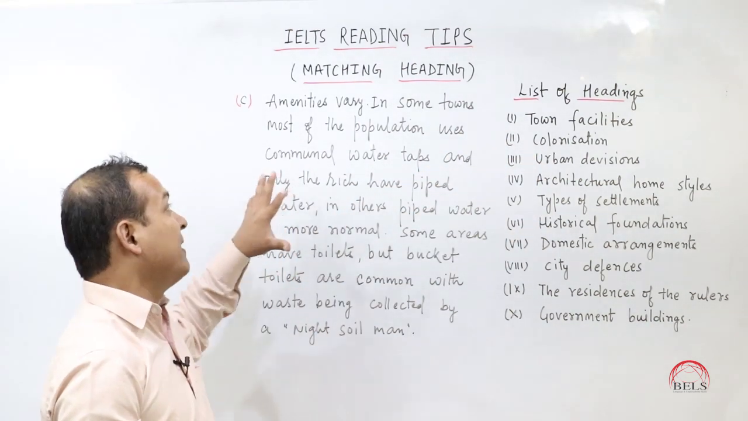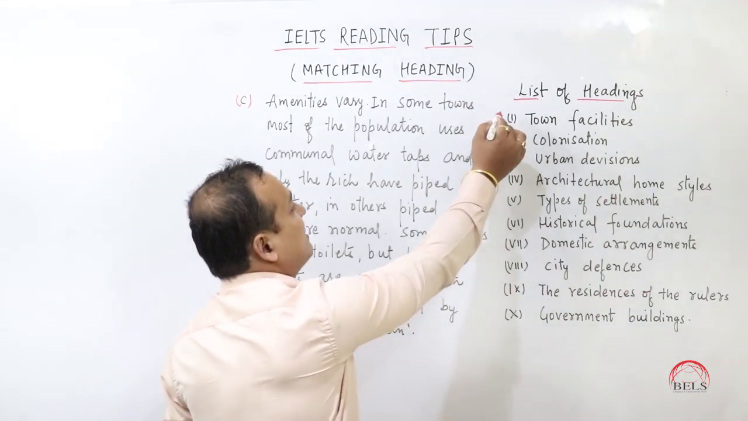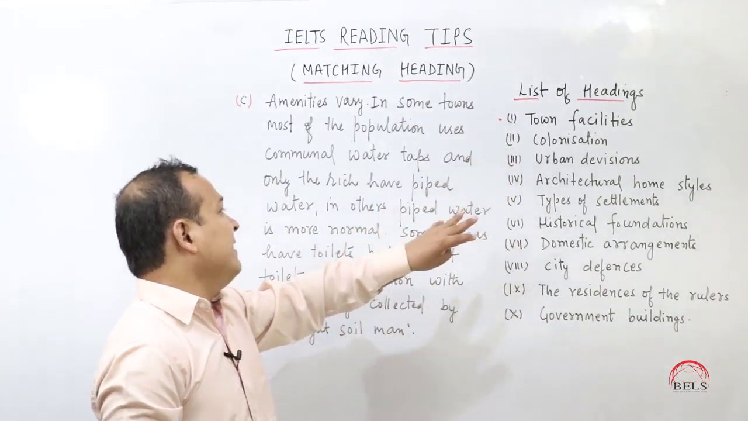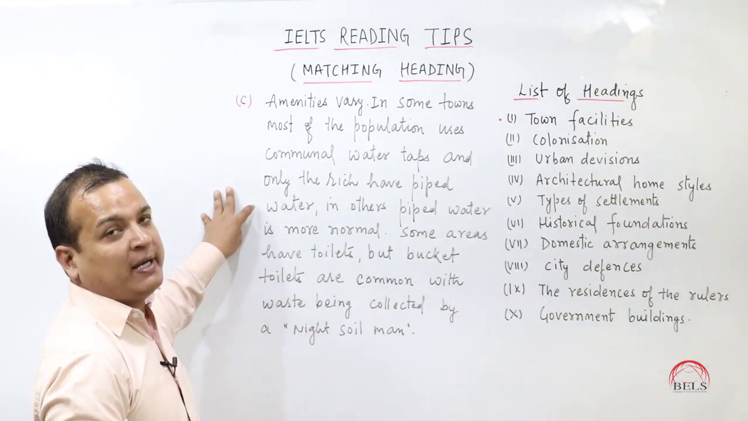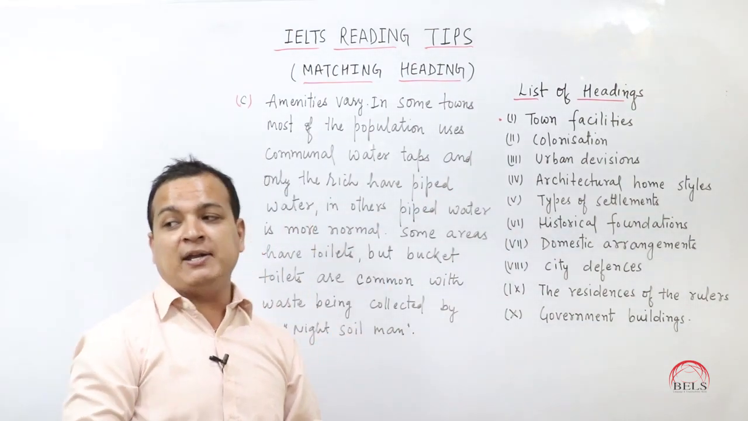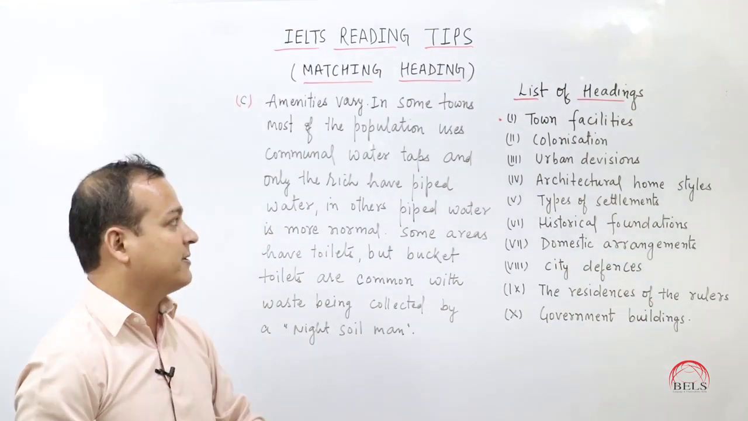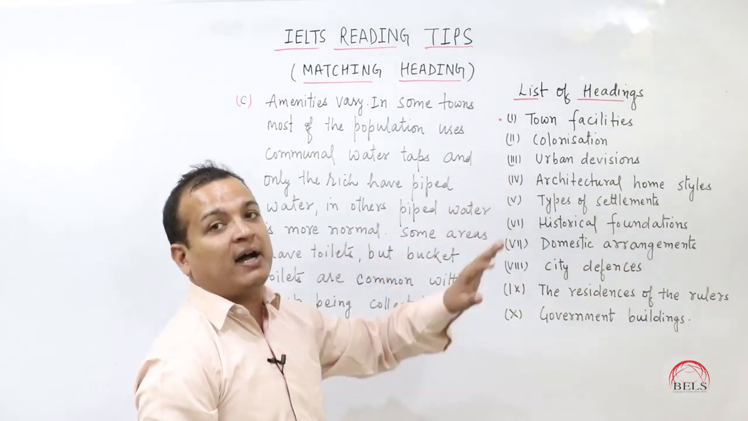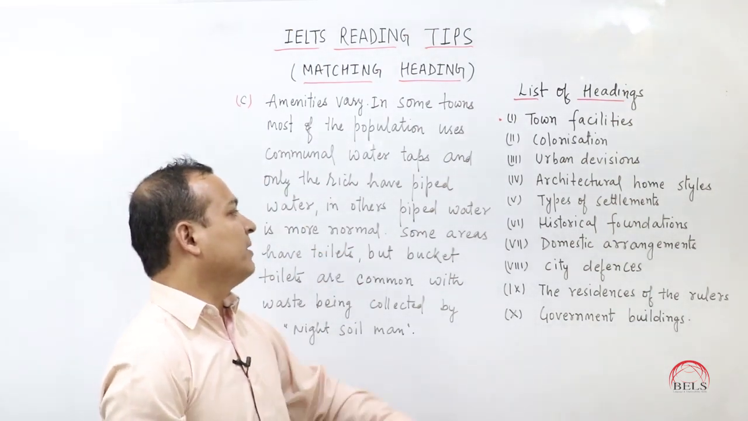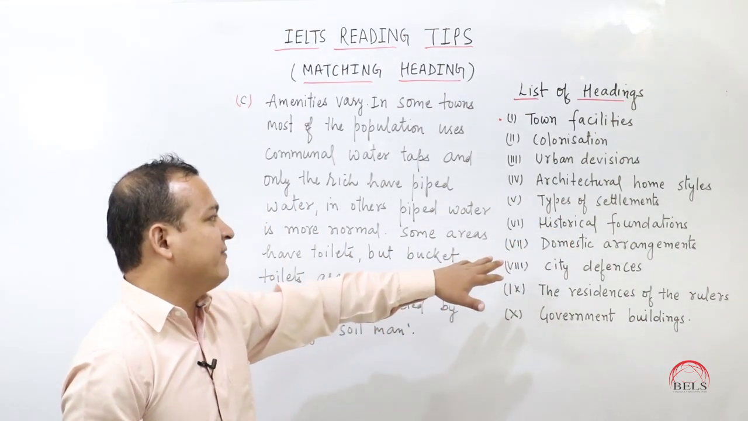If you see, yes, this is matching to some extent. So you go through it, just put a mark on this one, because it's talking about the town and facilities of that. Second is colonization. There is nothing mentioned about colonization in this paragraph. The third one is urban divisions. They are again not talking about urban divisions, because there is nothing mentioned about the division part. Architectural home styles. Again, this is not matching at all. Types of settlements, we have done before. Historical foundations, we have done.